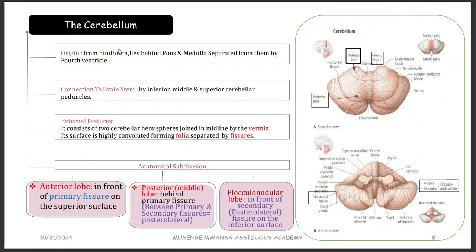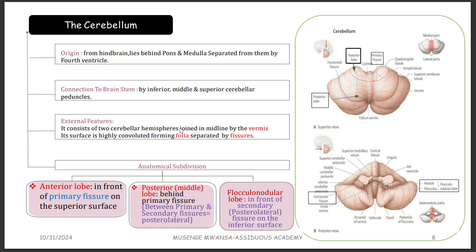The cerebellum originates from the hindbrain, behind the pons and the medulla, and it is separated from them by the fourth ventricle. So between the pons and medulla and the cerebellum, you have the fourth ventricle. It is connected to the brainstem by the peduncles: to the midbrain by the superior, to the pons by the middle, and to the medulla by the inferior cerebellar peduncle.